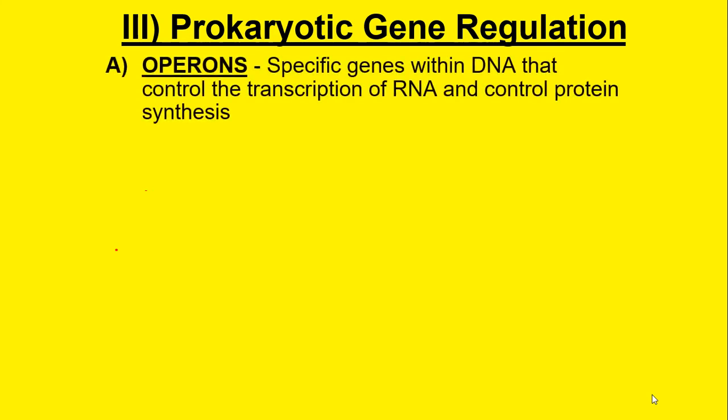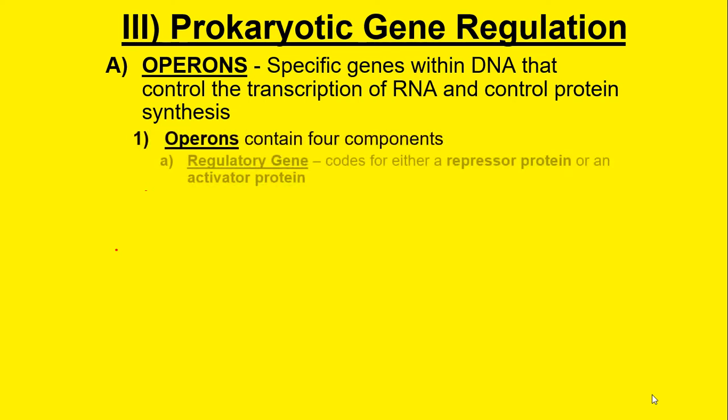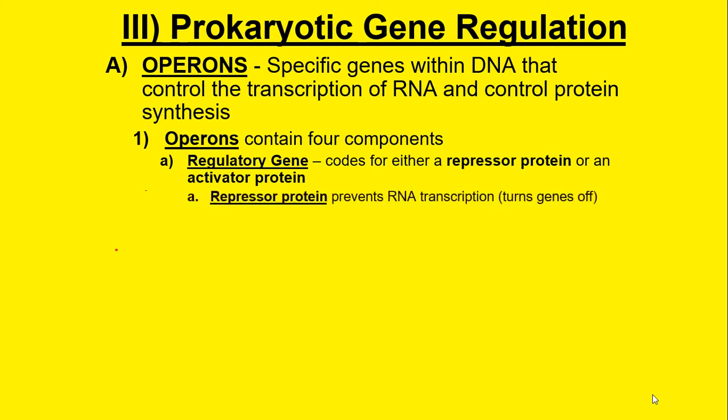Okay, operons are a group of specific genes within the DNA that control transcription of the RNA. Right, and they're going to control protein synthesis. Okay, and there are four parts to operons. The first part is the regulatory gene, which is a gene located somewhat upstream from the actual gene itself, the structural gene. And this codes for one of two things, either a repressor protein or an activator protein. They do exactly what they're named for. Repressors repress, so they're going to be an off switch, and the activator protein is an on switch that's going to start transcription and promote the production of protein at some point.